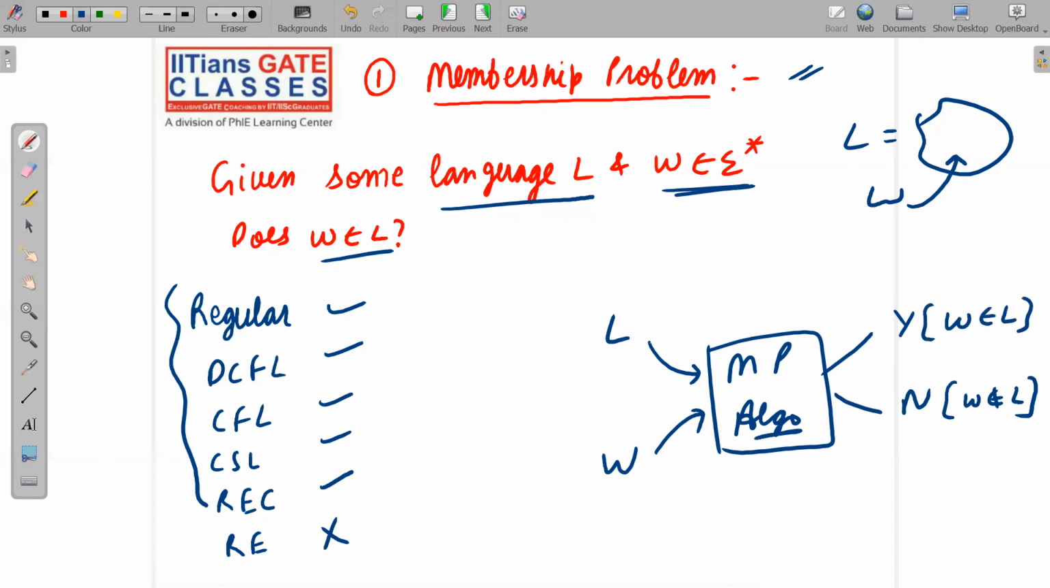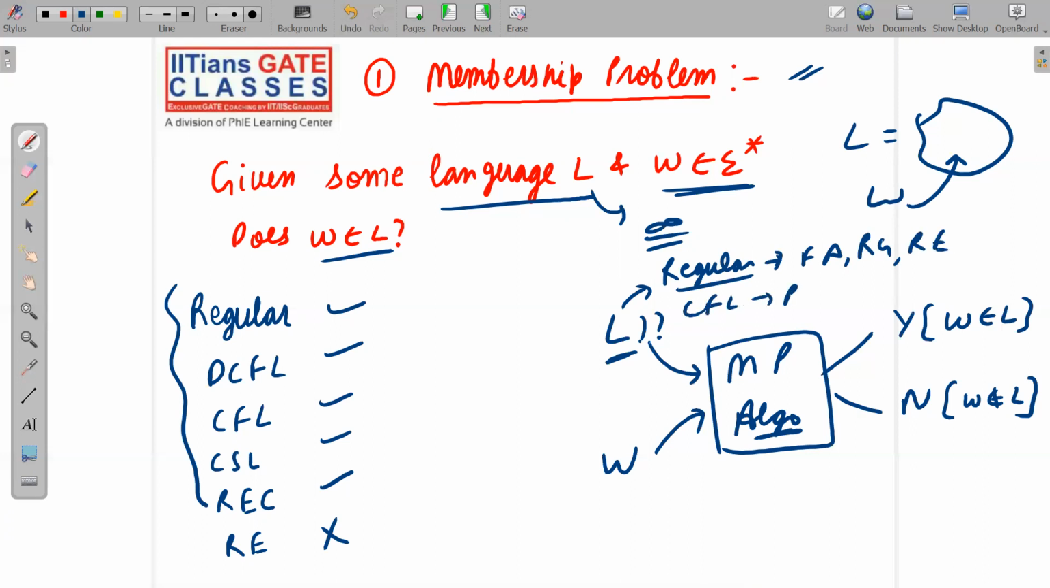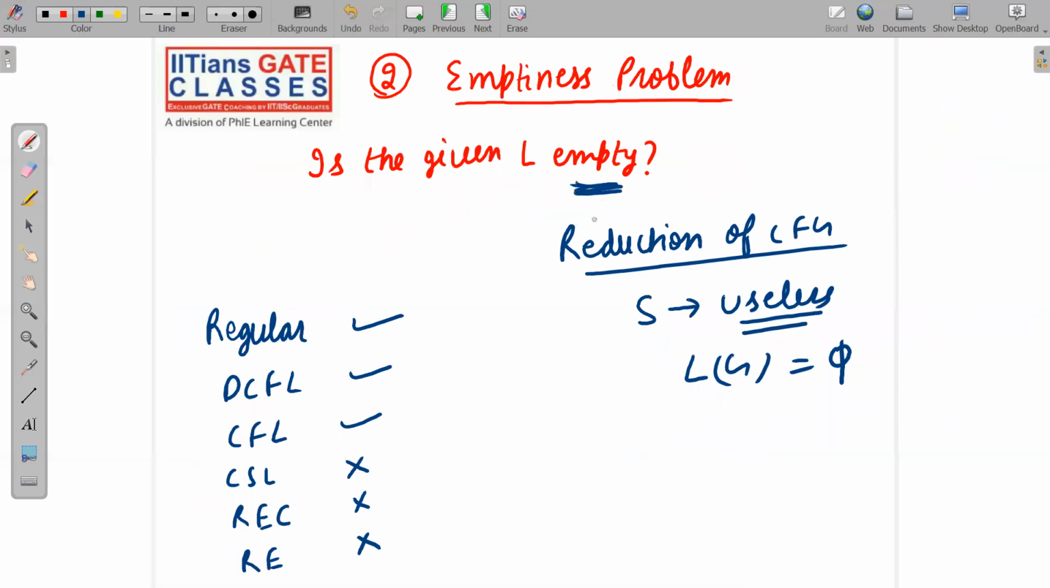Now the question is, how will L be given as input to this algorithm, because L may be infinite also? For that, we will use finite representations. Like if L is regular, then in place of giving the entire language, we will give an FA, or a regular grammar, or a regular expression. If it is a CFL, then you may give a PDA, or a context free grammar, and so on. Similarly here also. Is the given L empty? The same question will come.